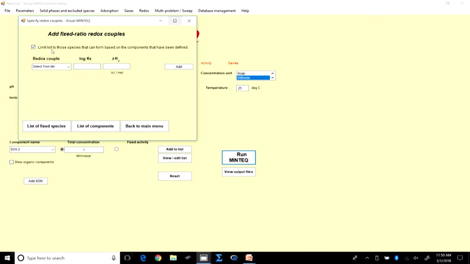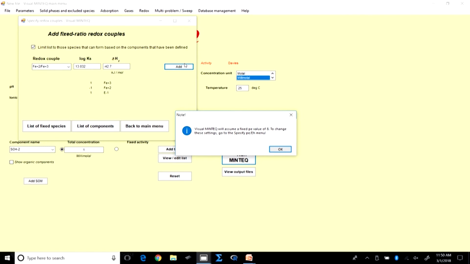So for that I need to specify the relevant redox couples. Here the redox couple is with respect to Fe2+ and Fe3+, so that's what I'm going to have. I'm going to ask the system to limit to those couples based on the components that I have, so it's only going to be Fe2+ and Fe3+, and I'm going to add that to the list. And here it says that Visual MINTEQ will assume a fixed pE value of 8, which doesn't make much sense to me. So I need to go to the specify pE and Eh menu.